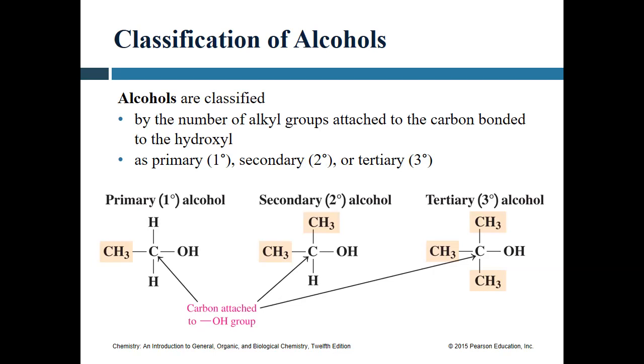A primary alcohol has the carbon attached to the hydroxyl group and one other carbon. That's what makes it primary. A secondary alcohol has the carbon attached to the hydroxyl group and two other carbons. The tertiary alcohol has the carbon attached to the hydroxyl group and three other carbons.